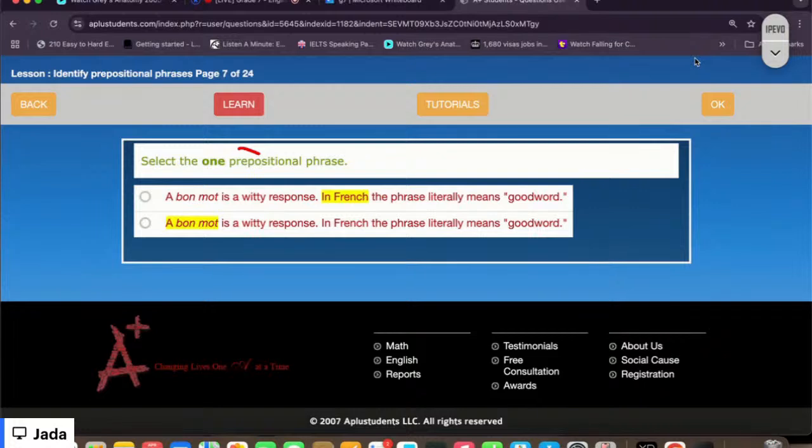Okay. So a bon mot is a witty response in French. The phrase literally means good word. First or second? All right, so we have the first one.